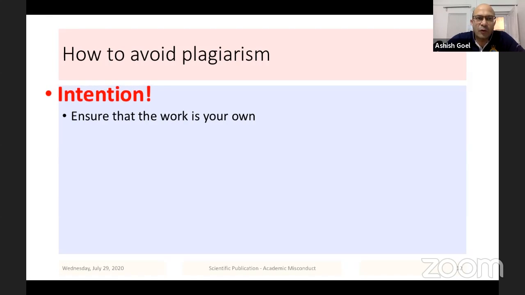So how do you avoid plagiarism? The first and the most important thing that you need to be careful about is the intention. If the intention is right, most of the other things will always fall into place. So intentional plagiarism is definitely, definitely to be avoided. Before you do a work or before you start writing, please ensure that this is your own work.